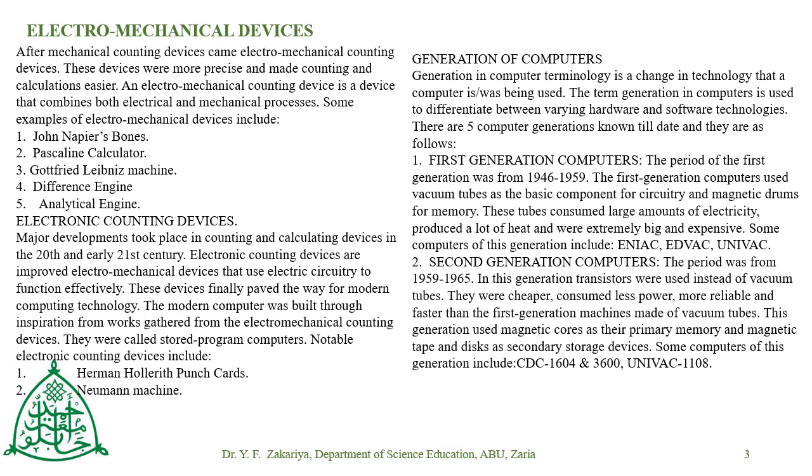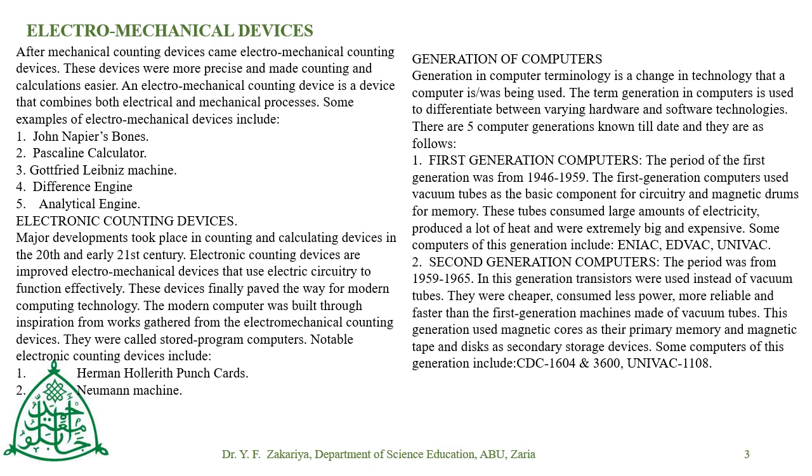Electromechanical counting devices. After mechanical counting devices came electromechanical counting devices. These devices were more precise and made counting a lot easier. An electromechanical counting device is a device that combines both electrical and mechanical processes. Some examples of these devices are John Napier's bones, the Pascaline calculator, the Gottfried Leibniz machine, the difference engine, and the analytical engine.